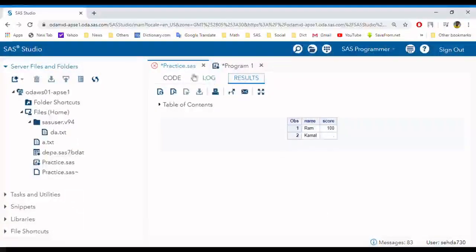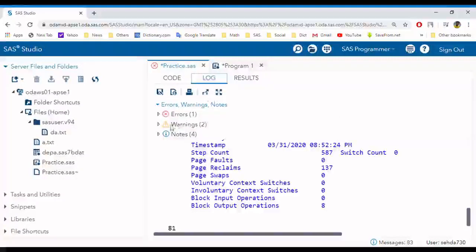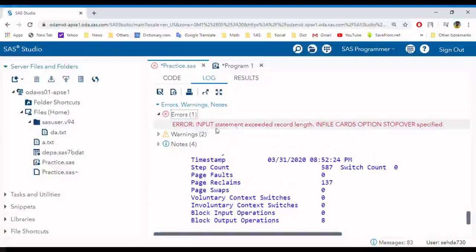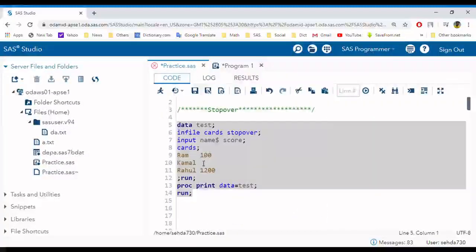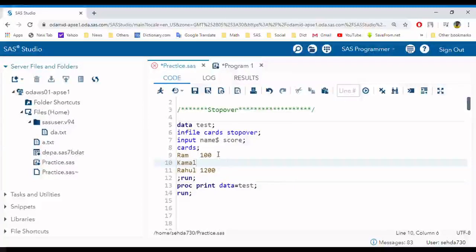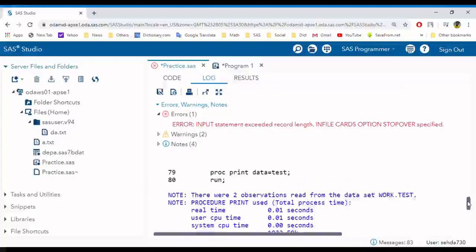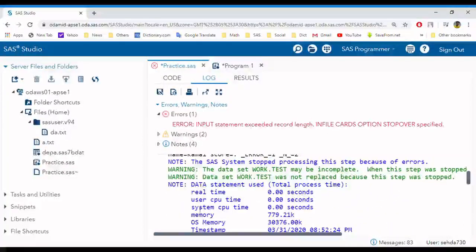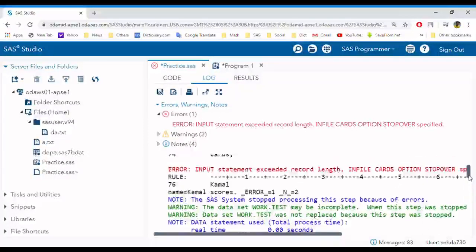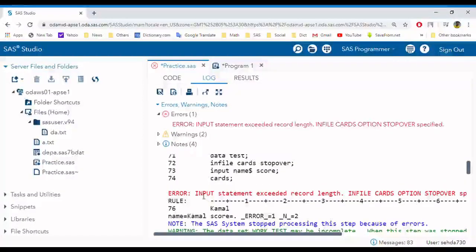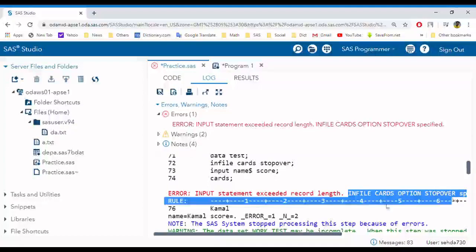You see here the cross mark, and it's showing an error, right? And it is clearly saying that the input statement exceeded record length. So it says that it's not reading as per the length; it exceeds the record length. It's going somewhere else to read, to complete that, right? And it's showing a warning as well. So that actually helps, as it is clearly showing that it exceeded the record length. Okay, infile cards option stopover.